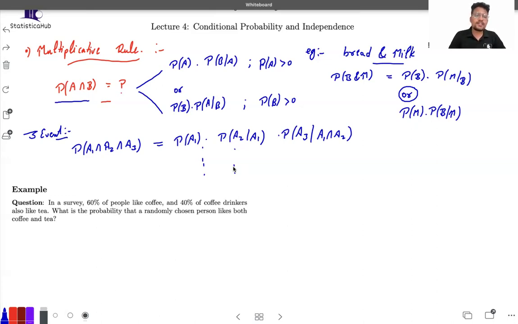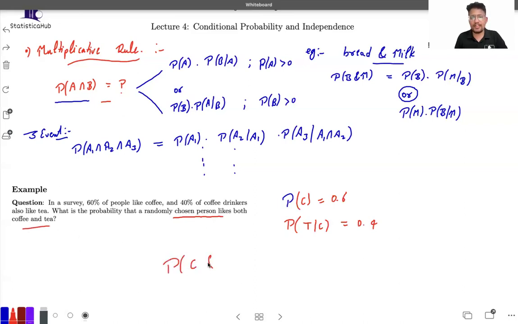Okay, let's move to the example. The example says that in a survey, 60% of the people like coffee. Okay, you are having 40% of coffee drinkers that also like tea. So very simple concept. You are given probability that a person is taking coffee, that is coming out to be 0.6. And you are given probability of tea, given that a person is a coffee lover, that is coming out to be 0.4. Now, what they want you to calculate is the probability that a randomly chosen person likes both coffee and tea. So we need to calculate probability of coffee and tea.